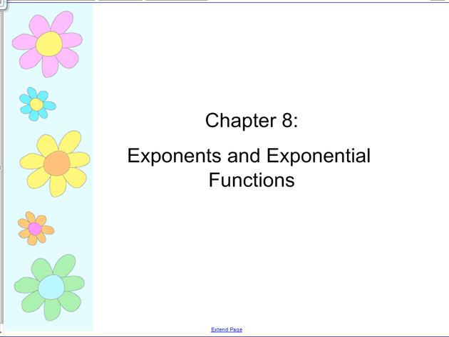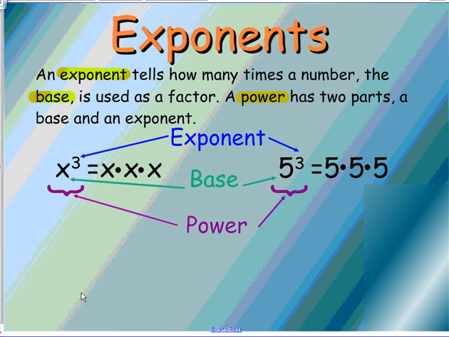All right, so the first thing we need to do is just to review what exactly an exponent is. There are some different parts of an exponent that you need to know. An exponent tells us how many times a number, the base, is used as a factor. A power has two parts, a base and an exponent. The whole thing we're talking about, for example, x to the third power, is a power. The base is this x, it's the big number. The exponent is the 3.